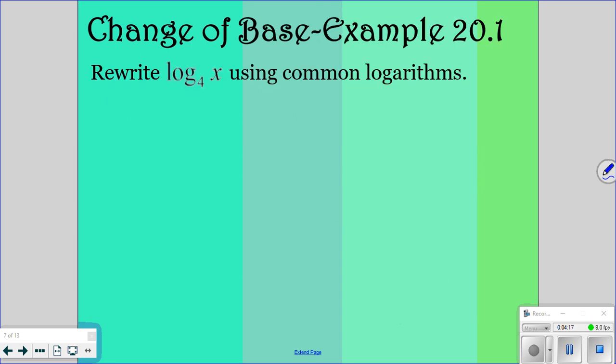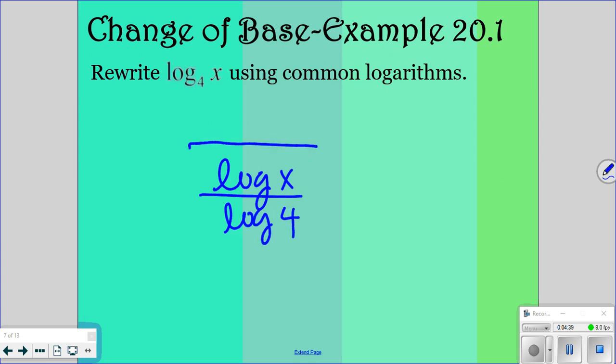So we want to rewrite log base 4 of x using common logs. So your common logs are the log. Natural logs are the ln. So we want to use change of base to rewrite this. So we're going to do the log of the argument, which is x, over the log of the base, which is 4. And so that would be your answer. We don't need to solve it for anything because it just said to rewrite it.